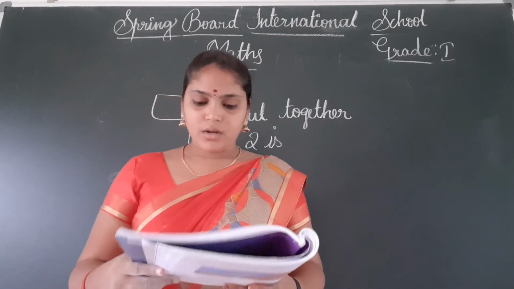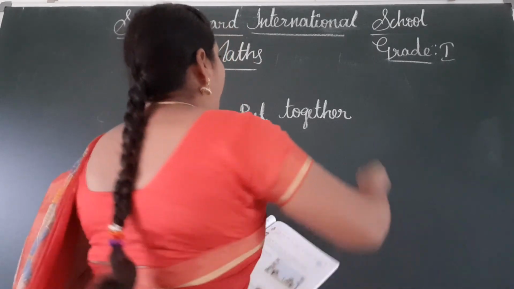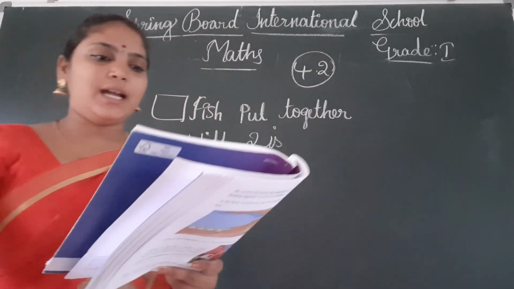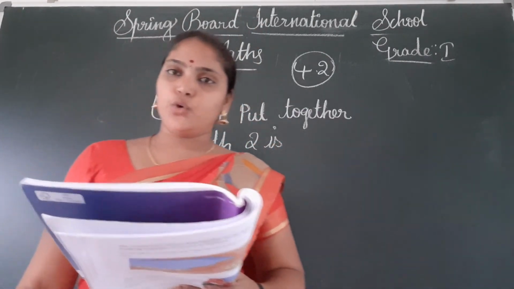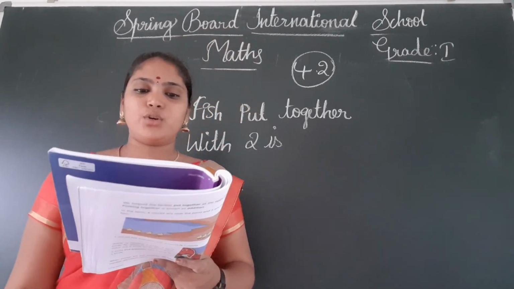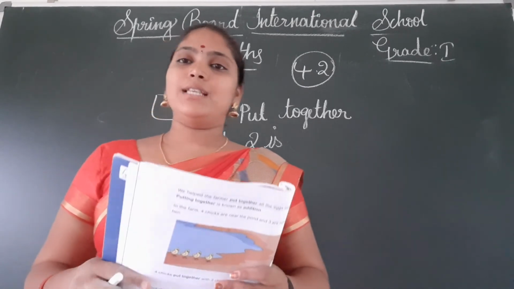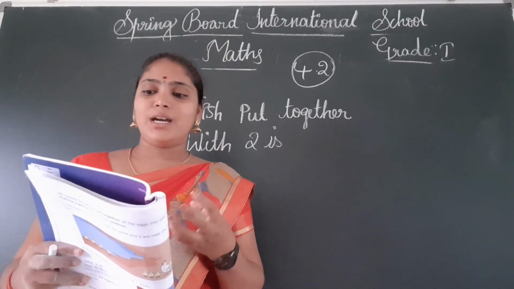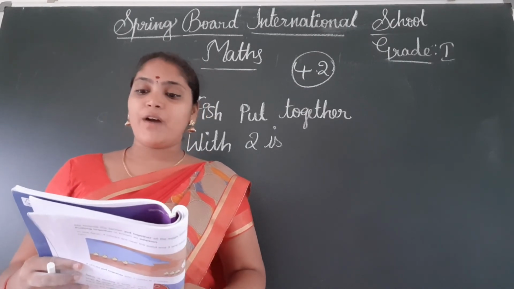Okay children, so now everyone open studio page number 53, 4.2. Charmy and Anjali visit an aquarium. Charmy spots 2 fish and Anjali spots 5 fish. Fill in the blanks to complete the addition sentence. Okay, Charmy and Anjali went to an aquarium and spotted some fishes. So here Charmy spots 2 fish and Anjali spots 5 fish.